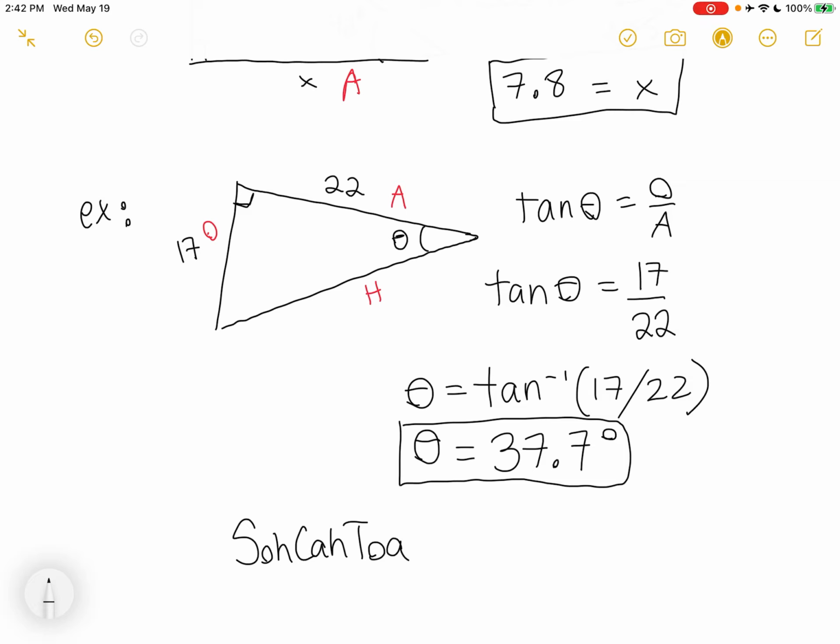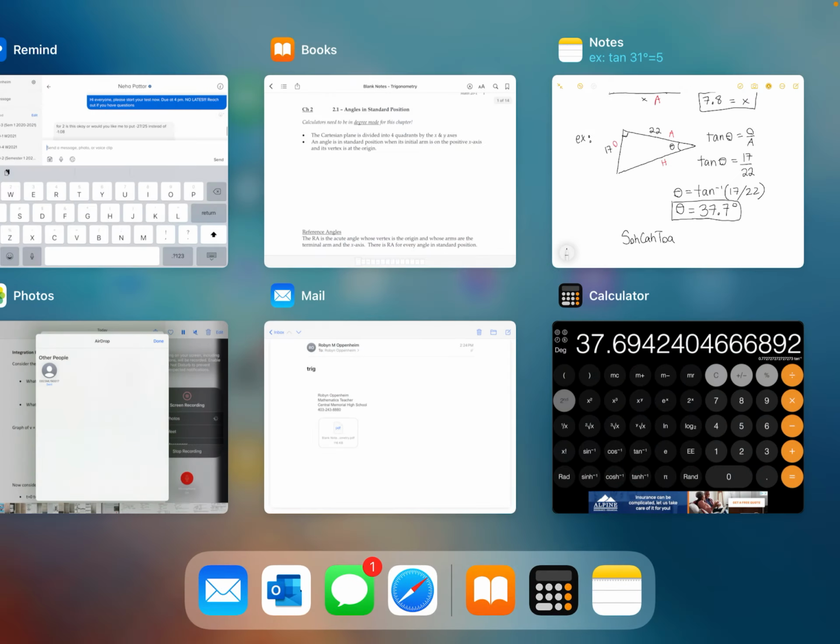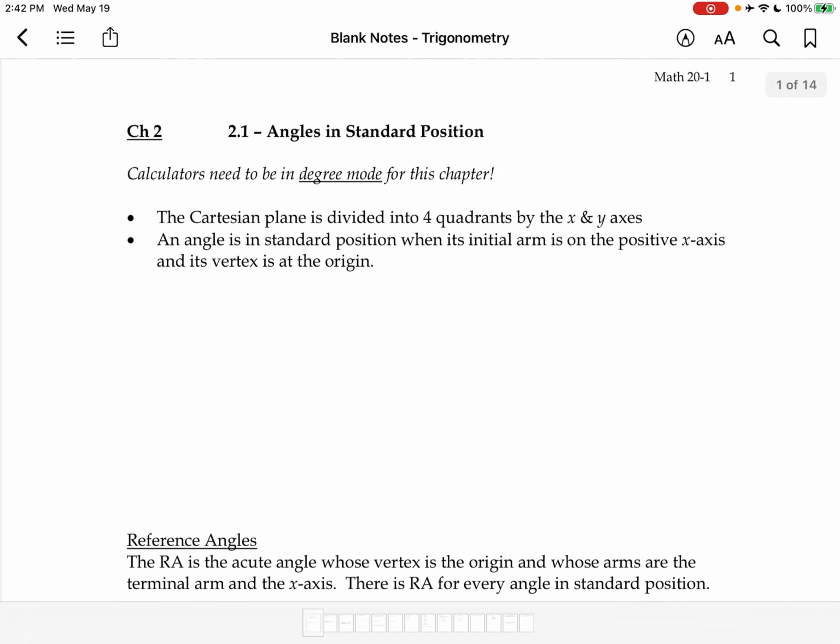So the idea is that sine is opposite over hypotenuse, cosine is adjacent over hypotenuse, and tangent is opposite over adjacent. So if that helps you, you can use that as well. All right. Okay, so now I am going to move to your notes.